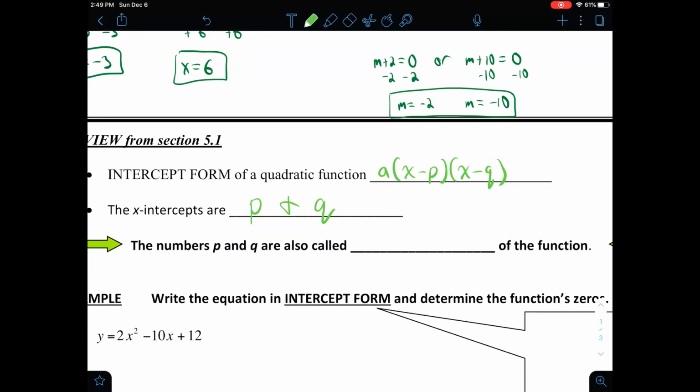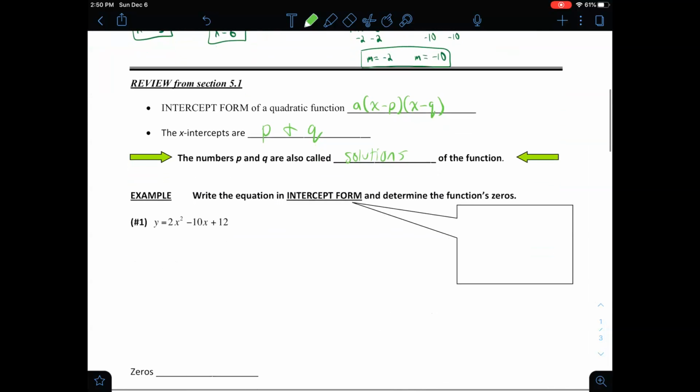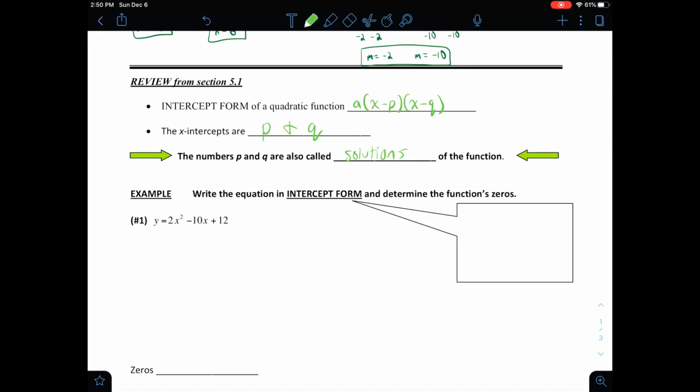The numbers p and q are also called solutions, like we talked about. Those are also called solutions of the function. And it says write the equation in intercept form and then determine the function's zeros.